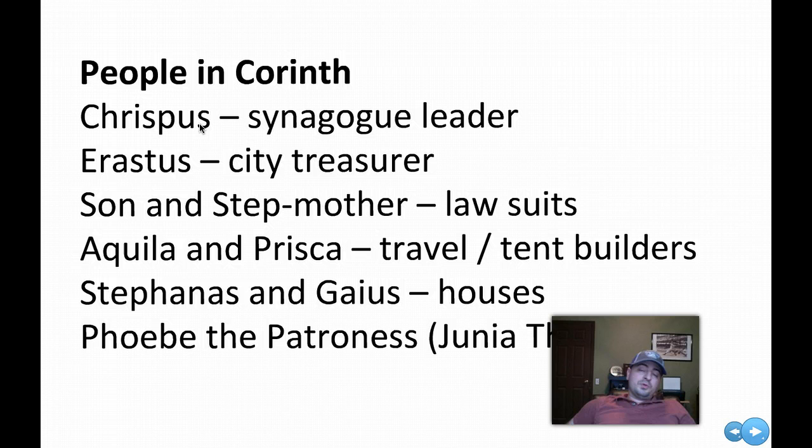Corinth in the church. Now, the place that I see wealth the clearest is with the son and the stepmother in 1 Corinthians chapter 5, where Paul is just horrified, it looks like, that a son and stepmother were having an affair.